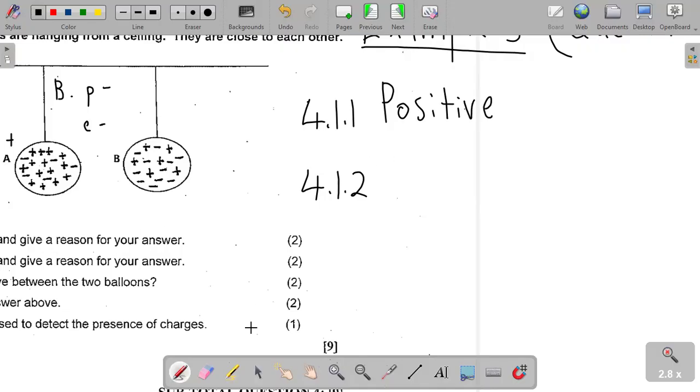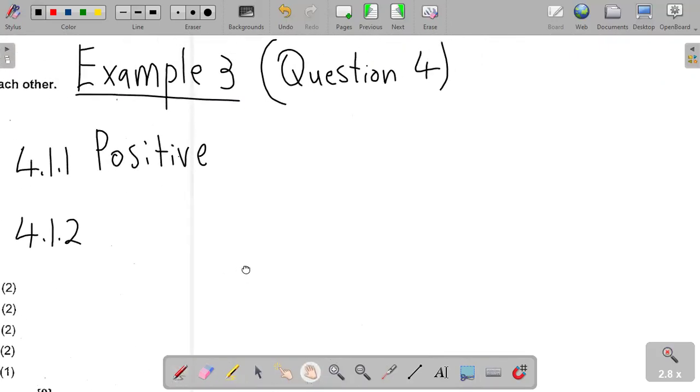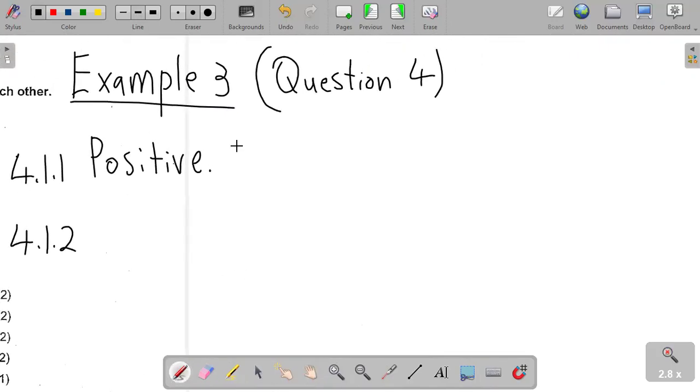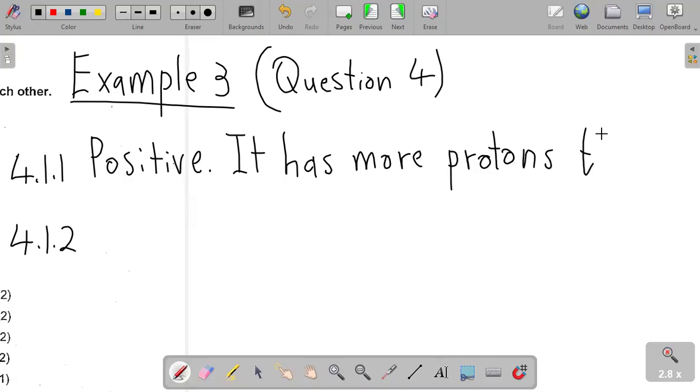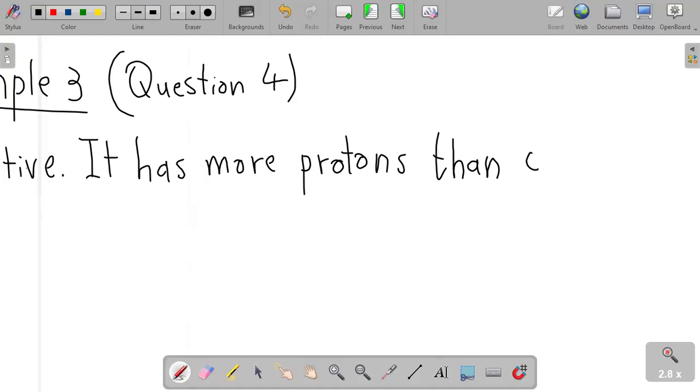And then they say give a reason for your answer. It has more protons than electrons.